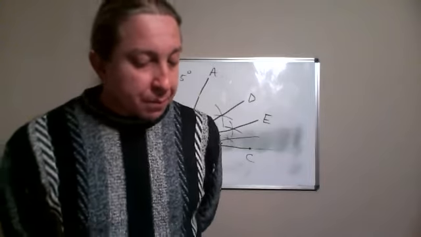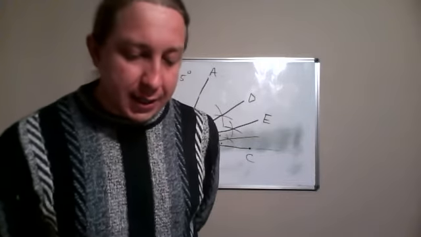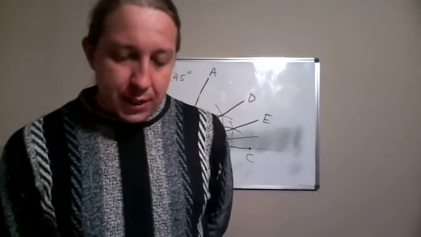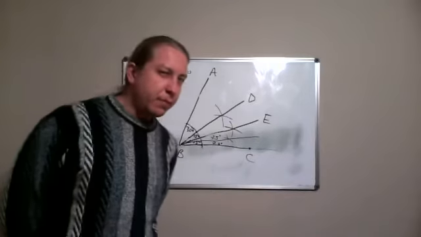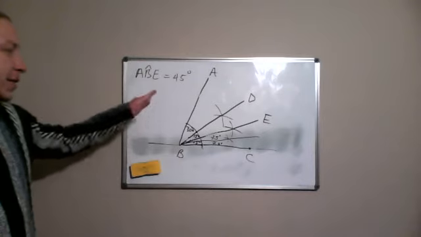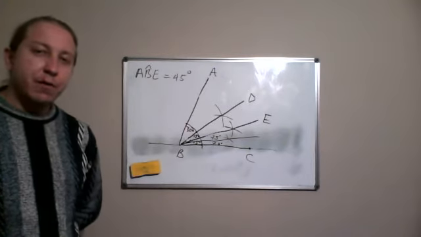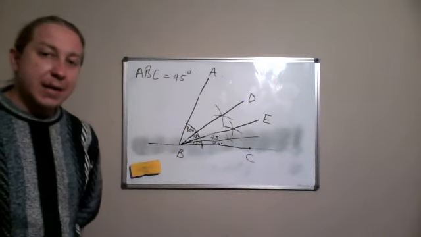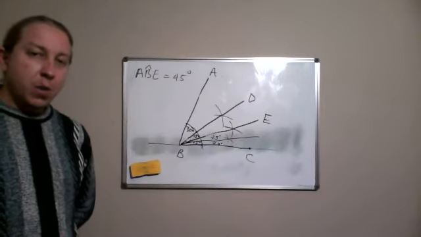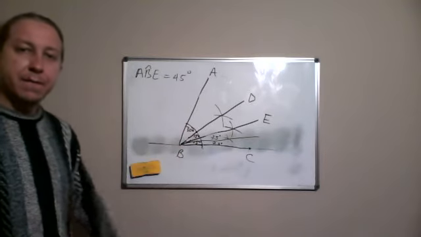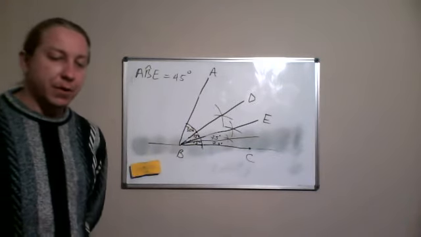Number 2A, explain how you can construct a 45-degree angle without using a right angle. Okay guys, the answer is staring you in the face on the board. How can we construct a 45-degree angle without bisecting a 90-degree angle? Well, we can use a 30 and a 15. 30 and a 15 gives us 45.